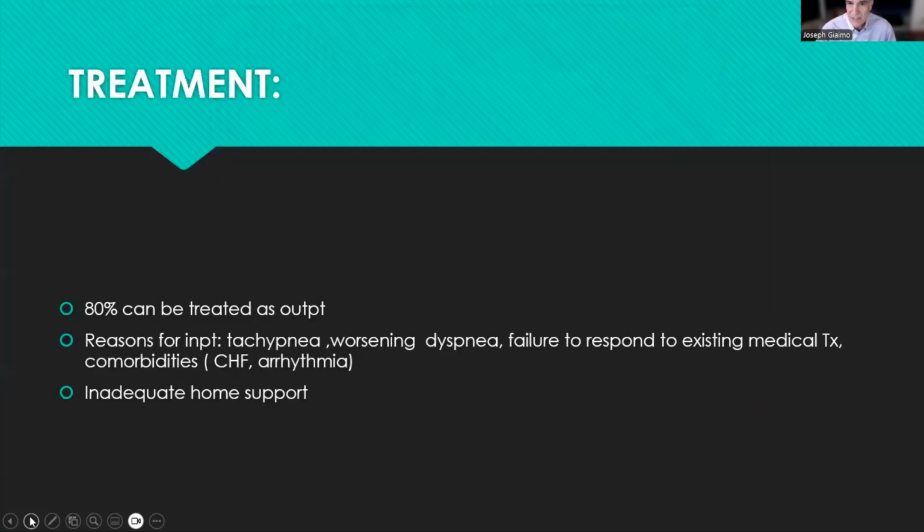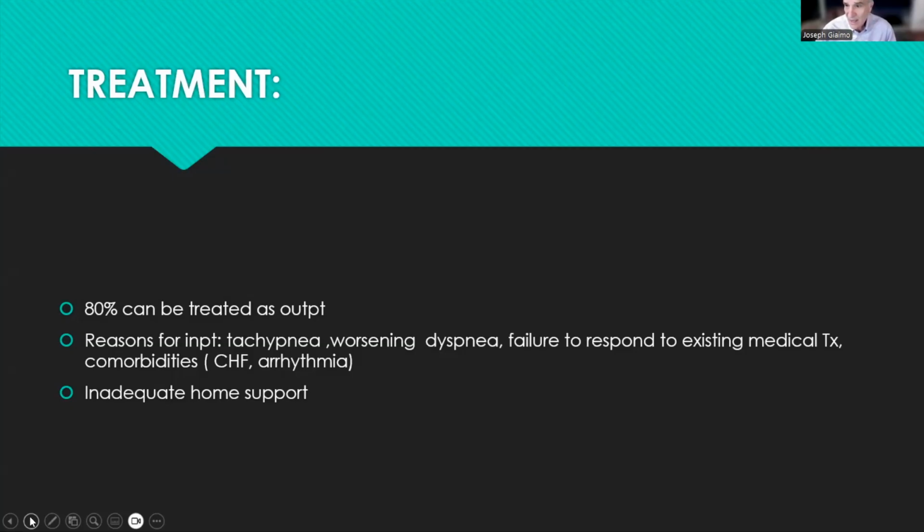So next slide, please. When we talk about treatment and you're looking at this patient, they come into your clinic, they come into your emergency room, they come into your practice setting. 80% of the time when you're seeing one of these patients, you're going to be able to treat them as an outpatient. And the things that are going to make you think that you need to put them in the hospital are going to be some of their vital signs: tachypnea, rapid respiratory rate, worsening dyspnea, and if they've been on outpatient therapy already and failure to respond.